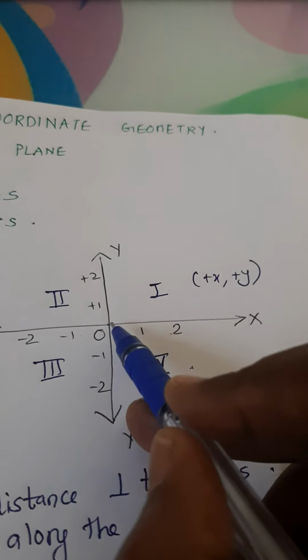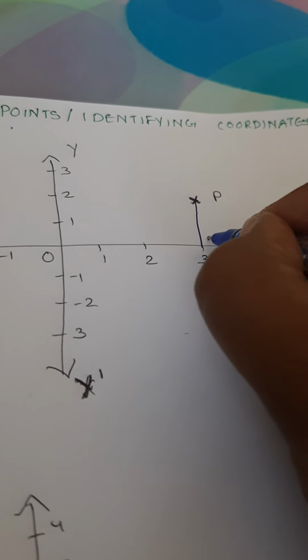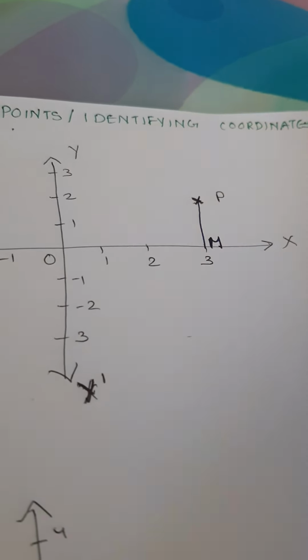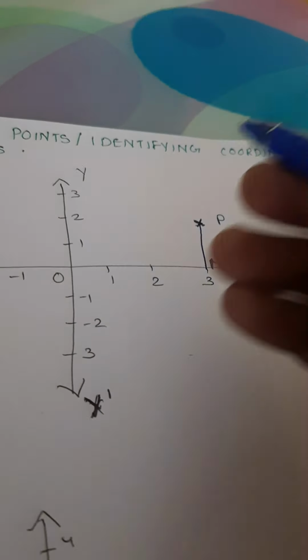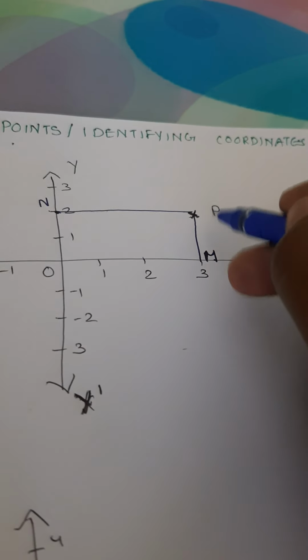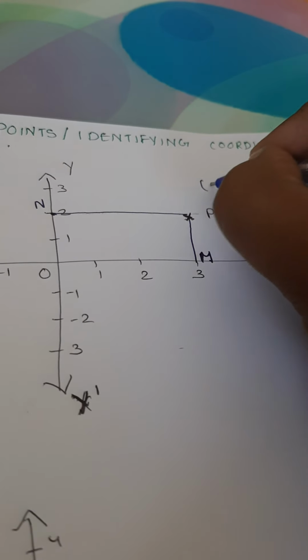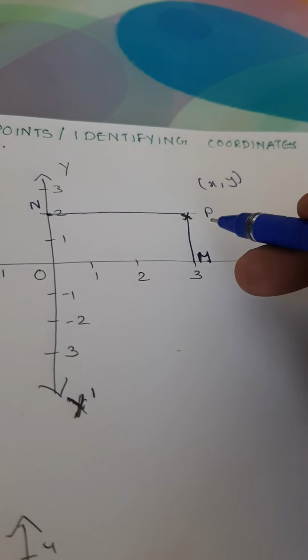Okay. So the first step to identify the coordinate of point P is to draw perpendicular lines from both the axes, x-axis as well as the y-axis. So if you see here, this is the perpendicular of point P to x, and suppose I denote this point as M, and then I draw a perpendicular from point P to y-axis and I denote this point as N. Okay, so we have two distances here, distance PM and distance PN.